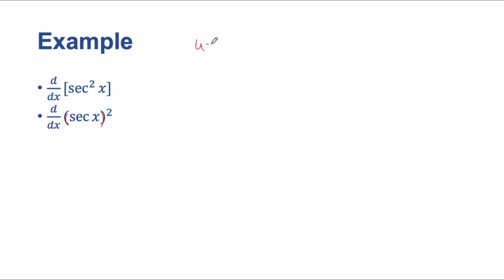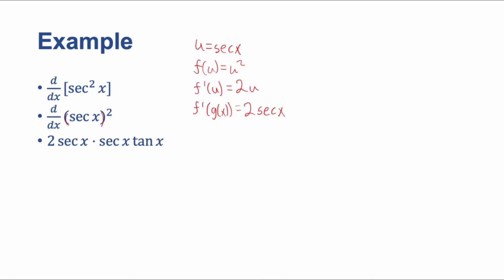Then our u will be secant of x, that means f of u equals u squared, then f prime of u is just going to be 2u, then that means f prime of g of x is going to be 2 secant of x. And we just got to take the derivative of the secant of x, which is just secant of x times the tangent of x. So that gives us 2 secant x times secant x tangent x. And then we can consolidate that to become 2 secant squared of x times tangent x. So that is our derivative.